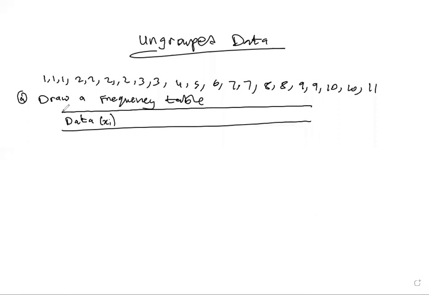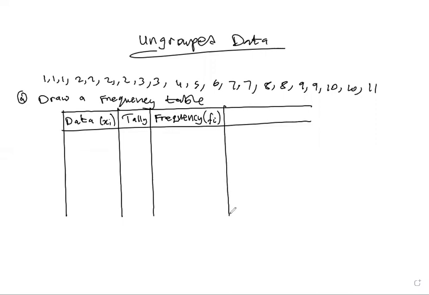So what else do we have? We can draw our table. Then we have the tally. Then next we've got the frequency, Fi. Then we've got Fi times Xi, which is the product of the two.